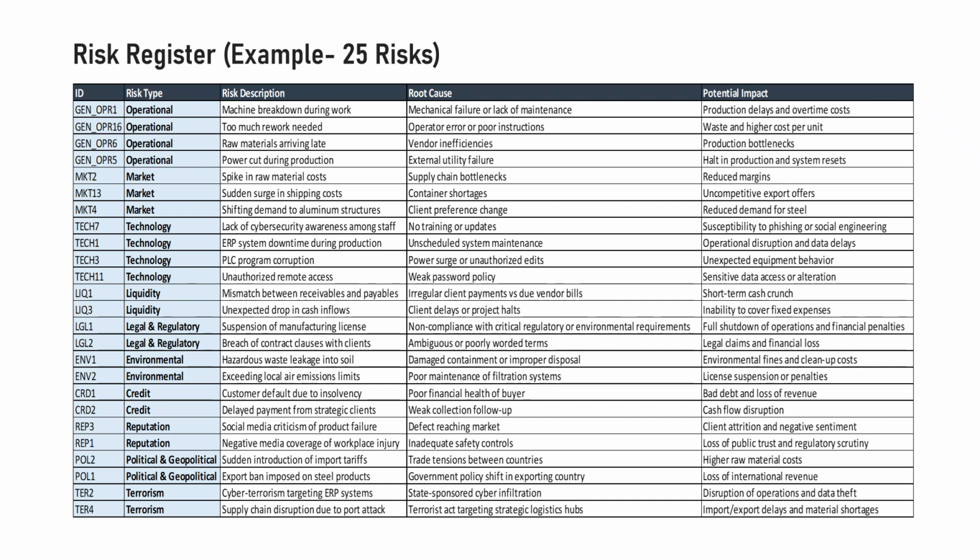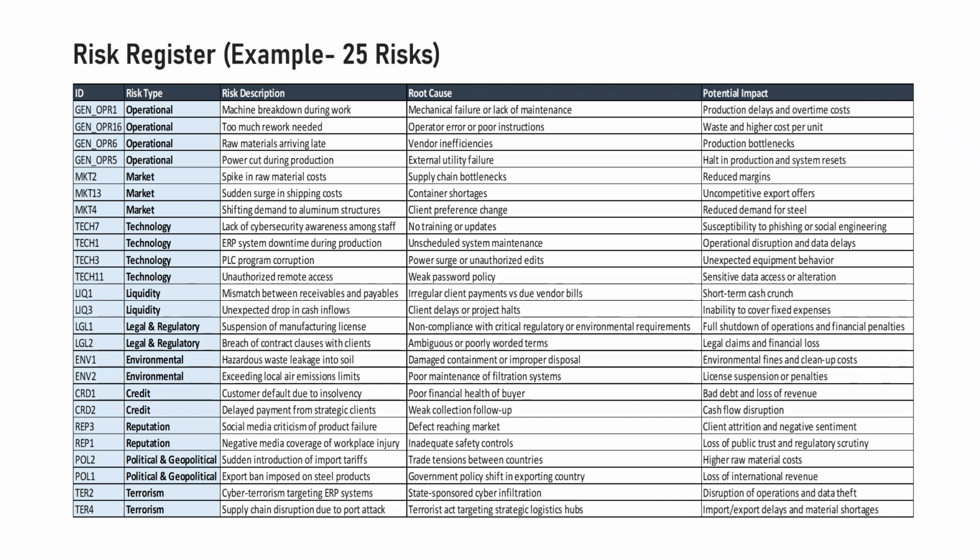In the table, we can notice the risk type, risk description, root causes, and potential impact. For instance, machine breakdown during the work. This is an operational risk, and the impact of it will be production delays and overtime costs. A spike in raw materials cost will affect our gross profit margin. This is a type of risk related to the market.